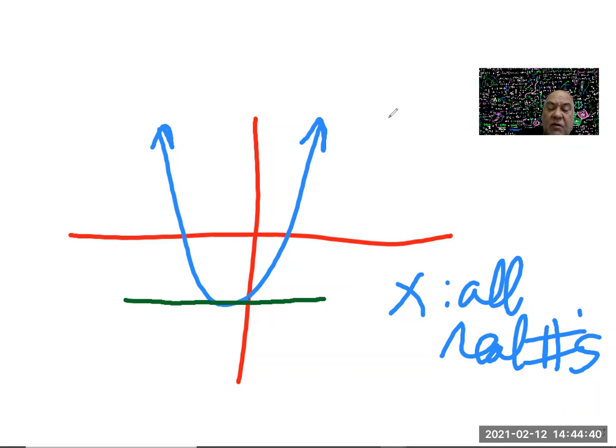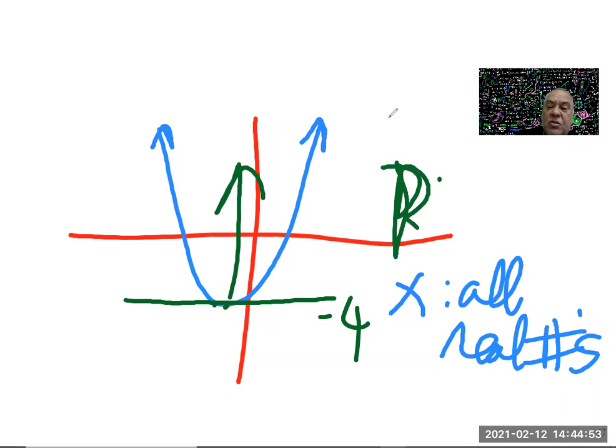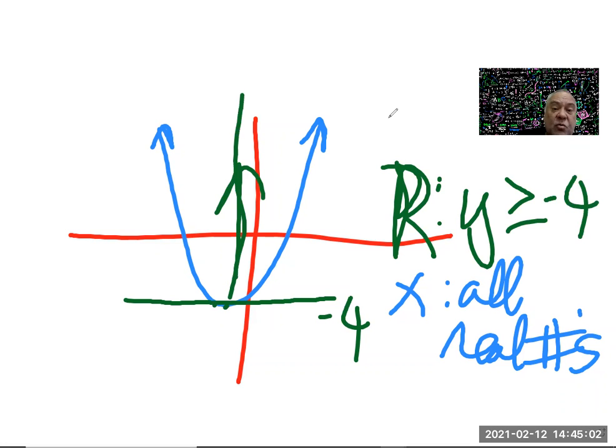The range is whatever the lowest point is, if it's an upward facing parabola. It's set equal to that and everything higher than that. So if this was, say, -4, the range would be y is greater than or equal to -4. It's everything greater than -4 because it goes on to infinity. The domain is what x can be, anything from the left to anything to the right. That's important.